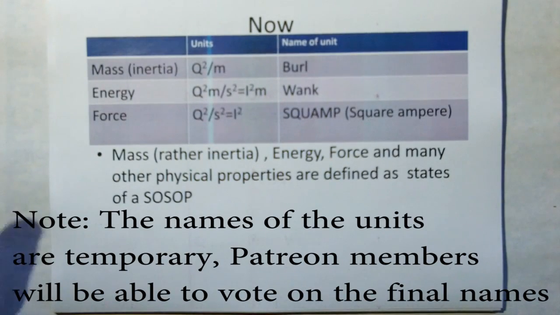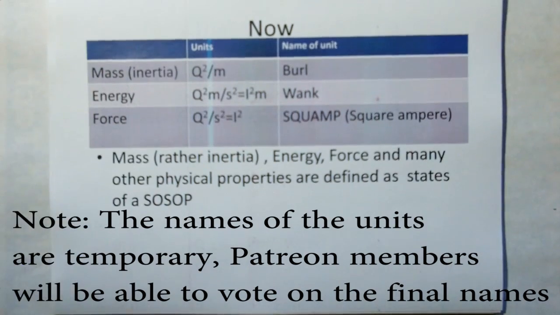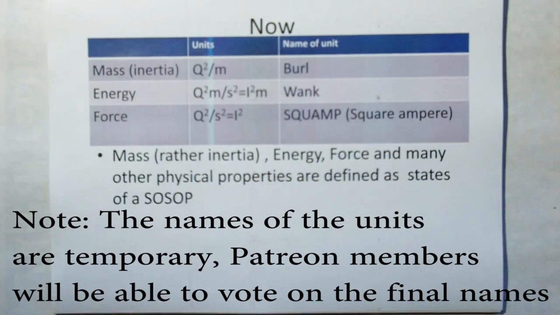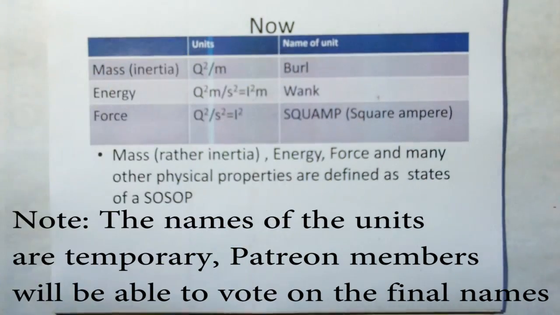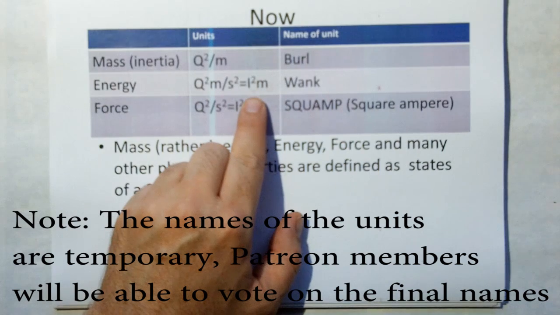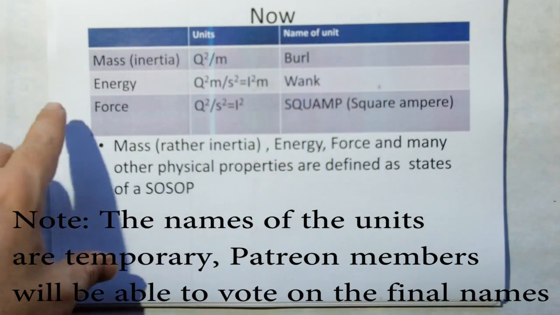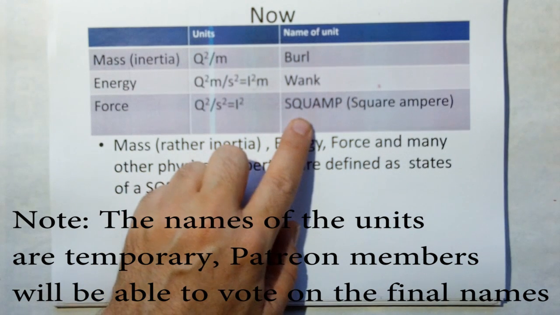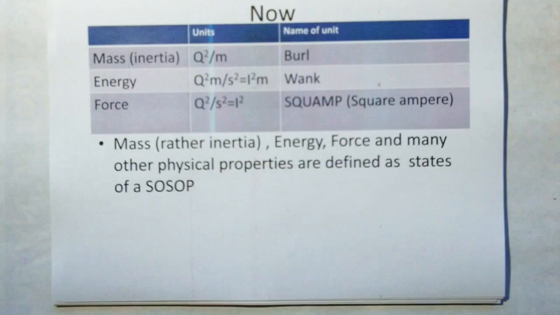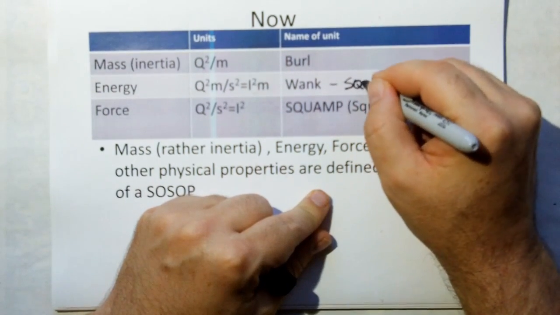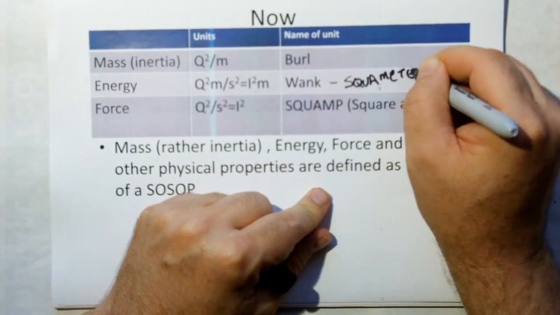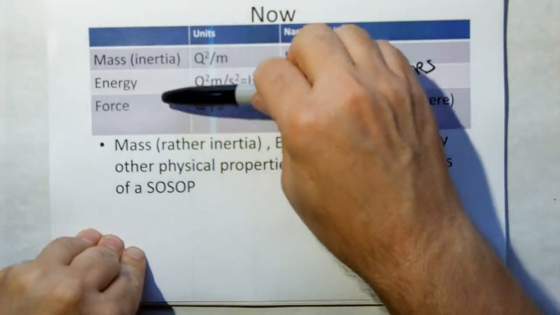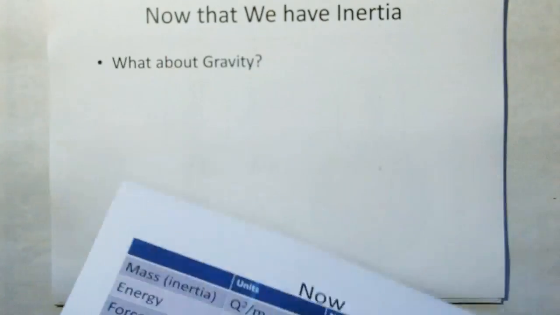Now, the new units. Mass is now the Burl, which is in square coulombs per meter. It's really inertia, where the new unit is Burl. Energy is now square ampere meter. Force is going to be just square amps, and we're abbreviating that with squamps. I thought of naming this squammeters for square amp meters, and all of these things are defined as states of the second order system of PreTongs.